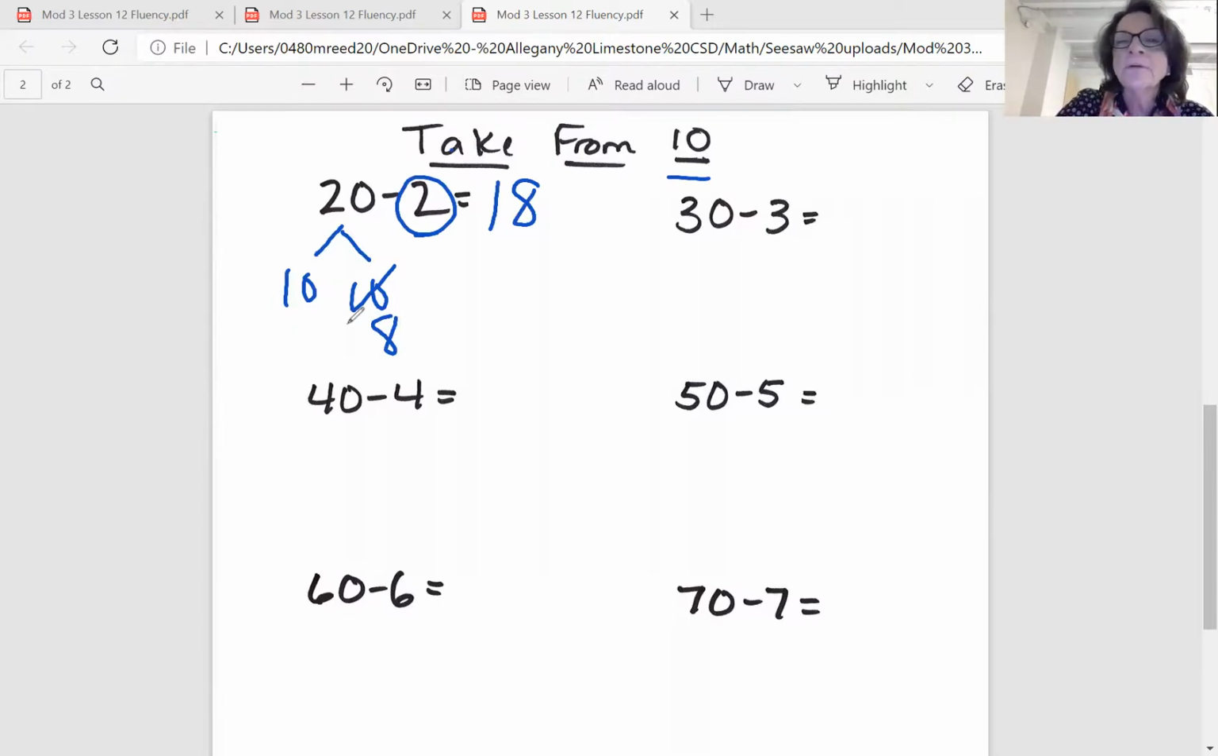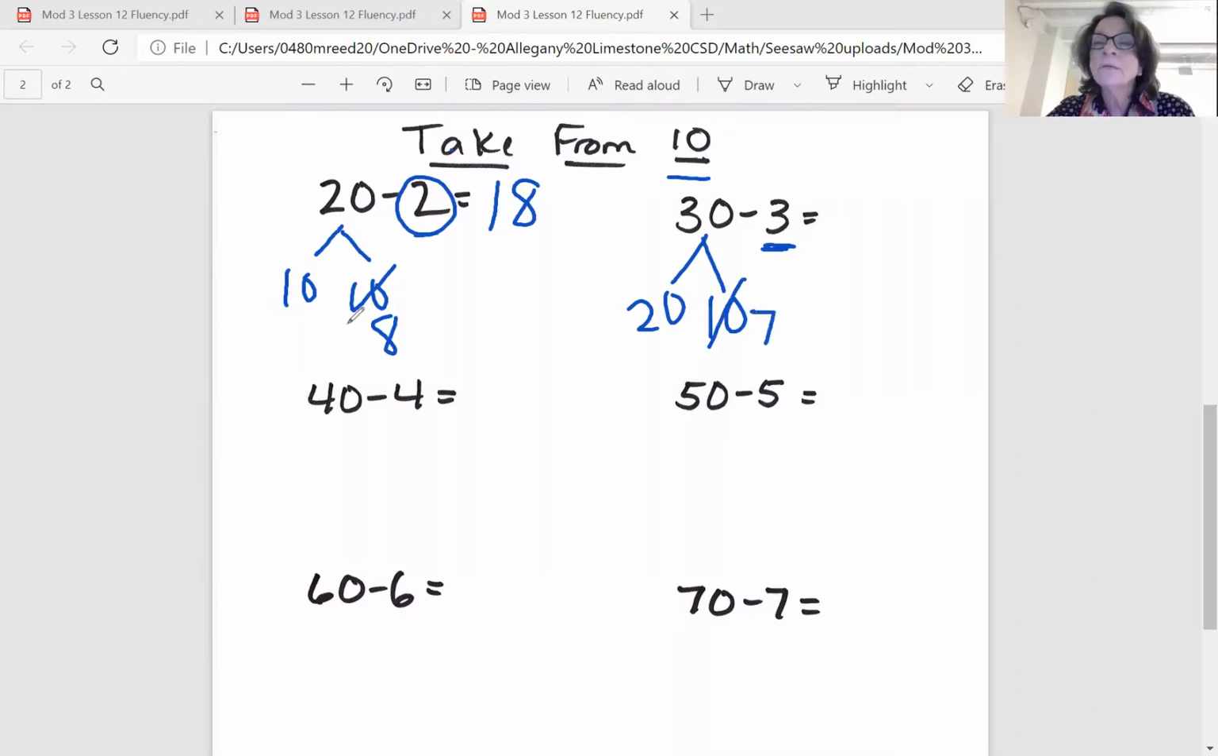So now we're going to decompose 30. The activity is take from 10. So I want to make sure I have a 10. I'm going to put my 10 on the right here. And then what do I add to 10 to make 30? I add 20. So you can see I've decomposed 30 into 20 and 10 because I want to take from 10. What do I want to take from 10? I want to take this 3 right here from 10. So 10 minus 3 is, you said 7, you're right.